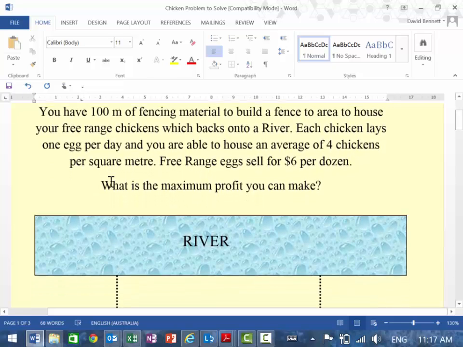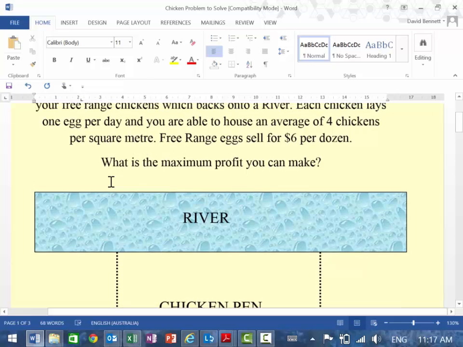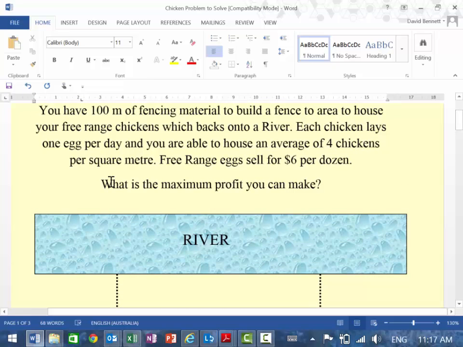So 100 metres of fencing will allow us to basically fence off a certain area. If we design that well, we can maximise our profits. Let's say per square metre, free range chickens, you can put about 4 chickens per square metre. Because chickens aren't that big, right? These are not caged birds, so they'll have plenty of room really for chickens.